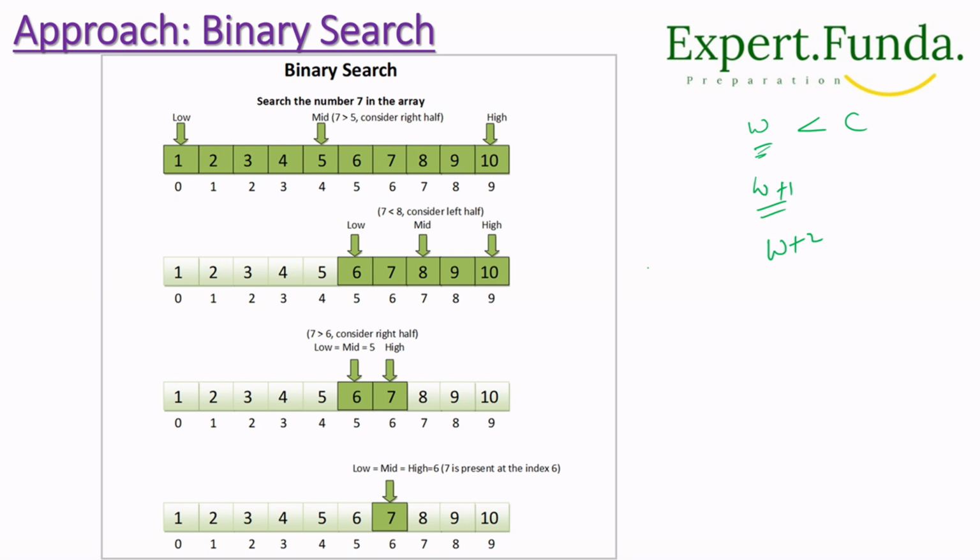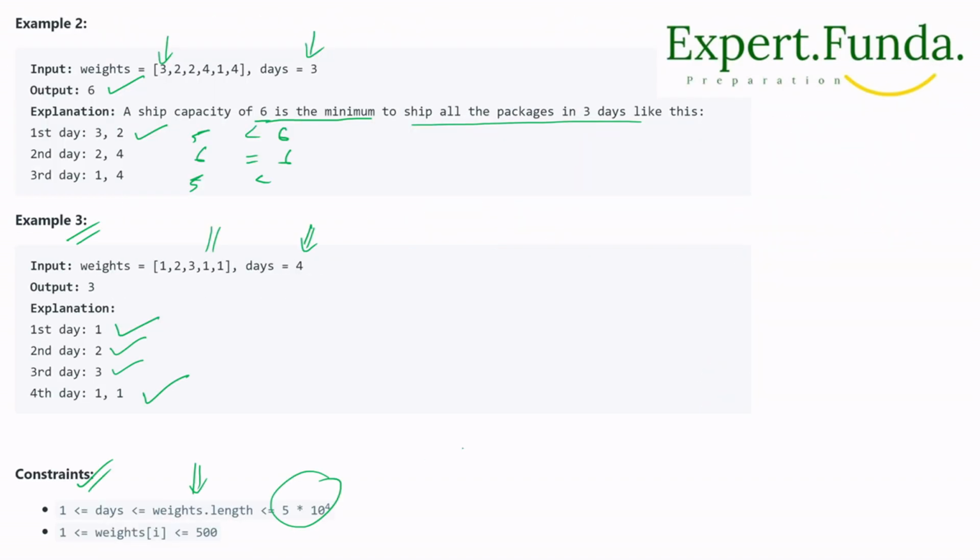But it will indicate that the time limit has been exceeded, because in the worst case we might need to check the ship capacity from the largest weight to the sum of all the elements in the weights. The constraint given is that a weight can be at most 500. So if we take the sum of all the elements, this can reach n into 500, since 500 is the maximum weight we can have as per the problem constraint.